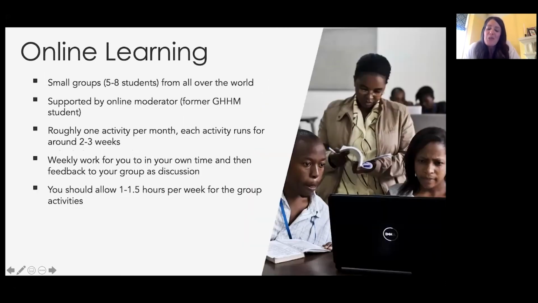We divide you into small groups of about 5 to 8 students, usually about 5, from all over the world. You'll be supported by an online moderator, who is a previous GHHM student. So they know the drill and will guide you through the process. We have roughly 1 group activity per month, and each activity runs for about 2 to 3 weeks, but you will have weekly work set for you. You'll have either a scenario to work your way through with your group, or some questions, and you can divvy up the questions. You can do it however you want in your own time, but you will have to work on it every week. We tend to say that you should spend around an hour to an hour and a half a week on your group activities. So it's not a small undertaking.